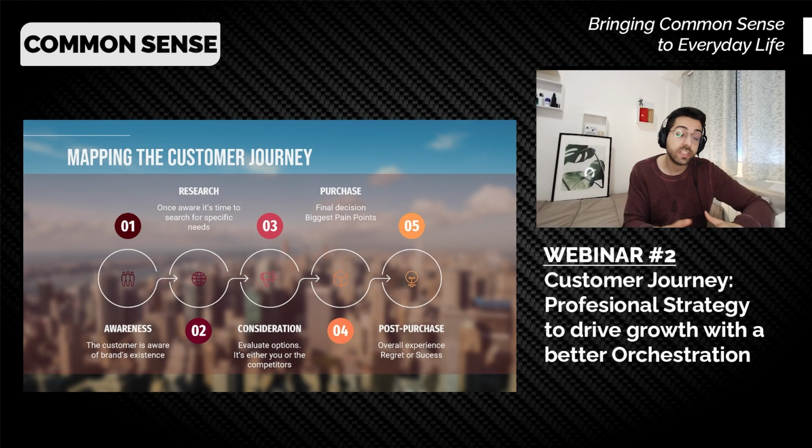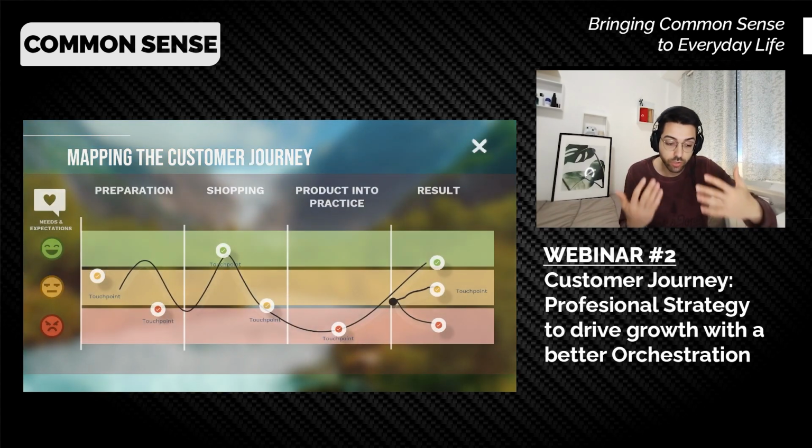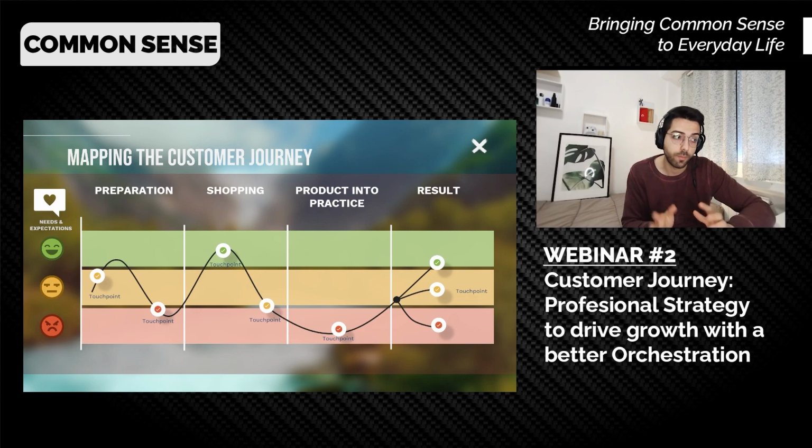Okay, so think about this process. Think about what a customer may actually be going through in your own business, and consider whether those steps are good or bad. Now, I brought you what could be a perfect example of a customer journey in any industry.